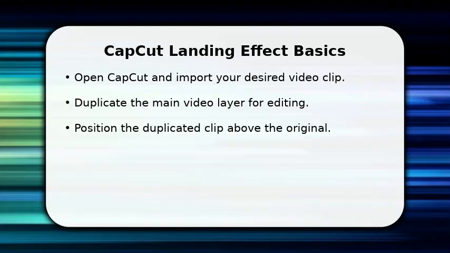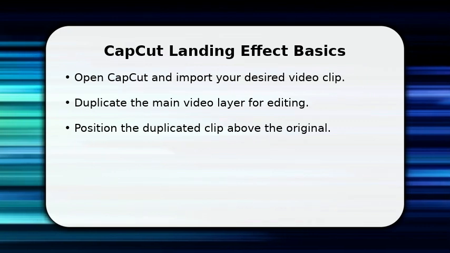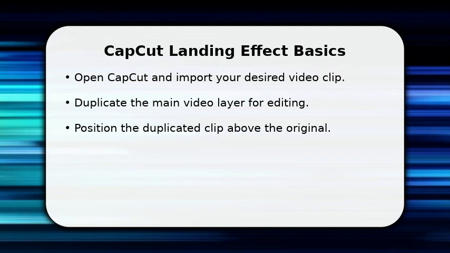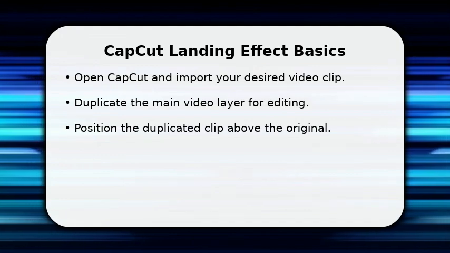In this video, I will explain how to make a landing effect in Capcut. First, open Capcut and start a new project, importing your main video clip. Next, select the clip and duplicate it. Drag the duplicated clip to the overlay track, placing it directly above the original. This setup is crucial for creating the visual separation needed for the effect. Ensure both clips align perfectly at the start.